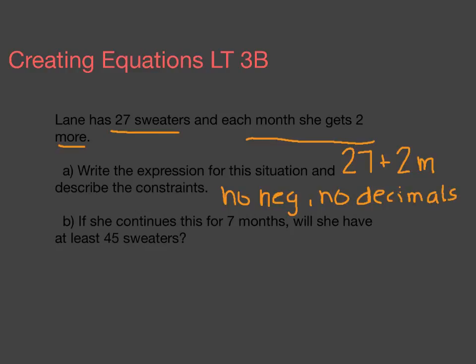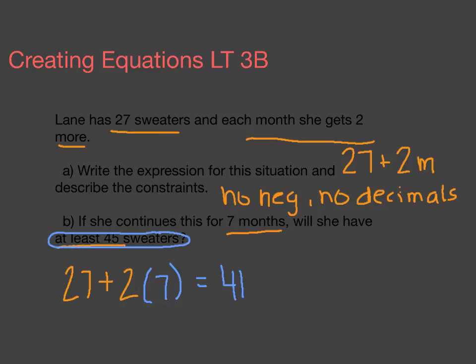Now letter B, it says if she continues this for 7 months, will she have at least 45 sweaters? So using my expression, 27 plus 2M, but instead of having the M, I'm plugging in how many months they're asking, which is 7. So I'm going to put parentheses 7. I go ahead and I solve that, and that equals 41. She wants at least, so she wants greater than or equal to 45. Does she have that? No. She is 4 short.